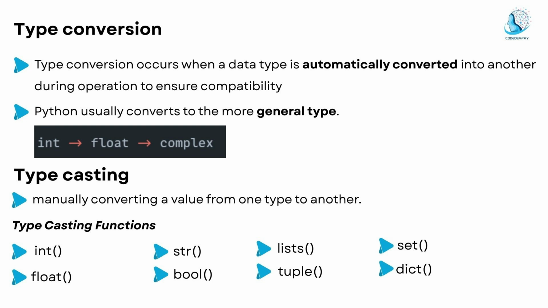For typecasting, we manually convert the value from one data type to the other. So here we have several typecasting functions. Here we have integer, float, string, bool, list, tuple, set, and dictionary. Let's look at some of the examples to understand better.